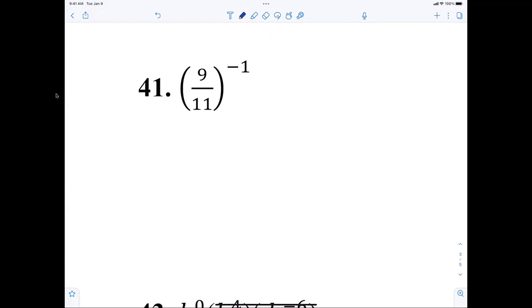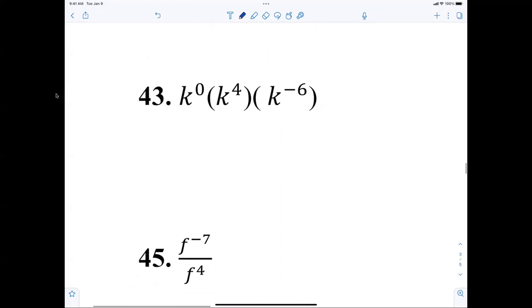So my answer is just what? 11 over 9. That is the answer. If you want to put the first power, you'd look kind of silly, but at least you would understand what you did. 11 over 9. That's how easy. Easy. All right, here we go.